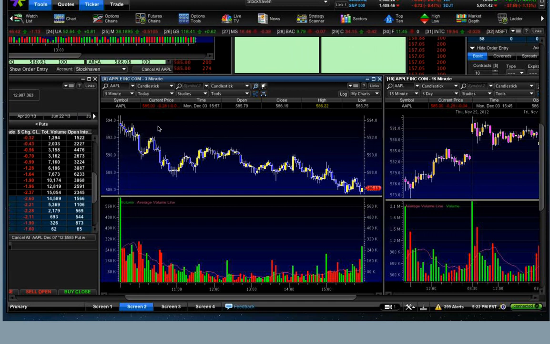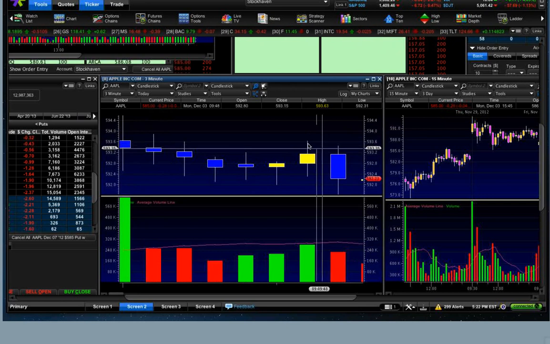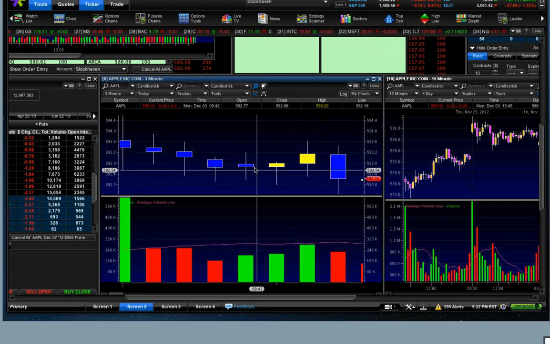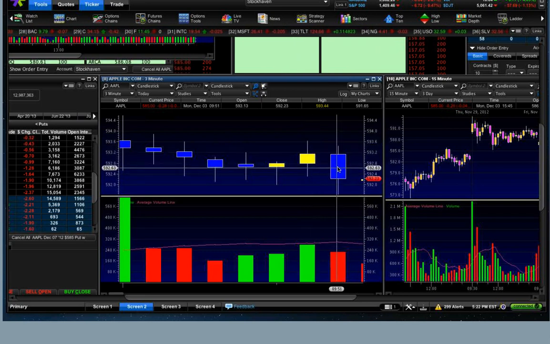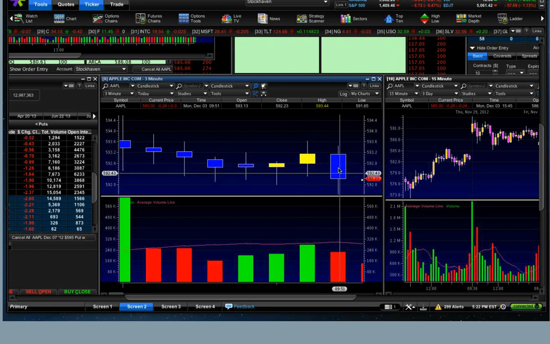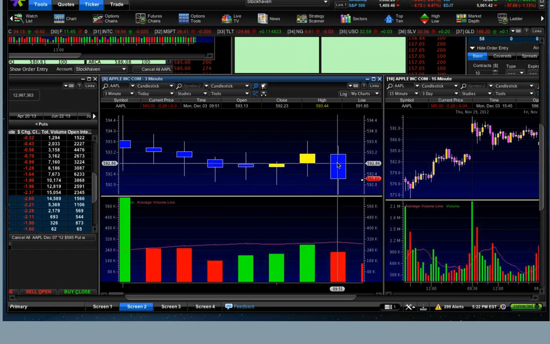And then this candle right here, so you see this, it pulled back, and then you see this candle right here, high 593.63, and then it gave up all the gains the next sequence. This candle right here is when I got short.